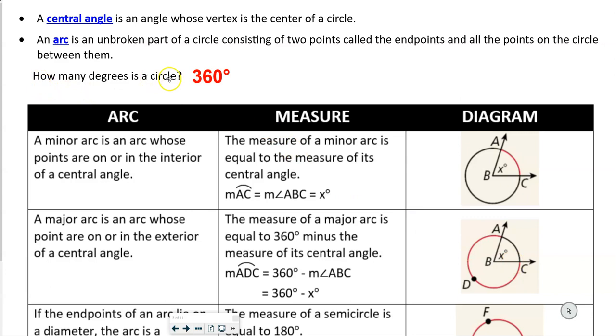Okay, how many degrees are in a circle? Hopefully all of y'all know that. That is 360 degrees. Okay, so these are our 2 blanks on the paper, and then this is a question, and you should write the answer there.